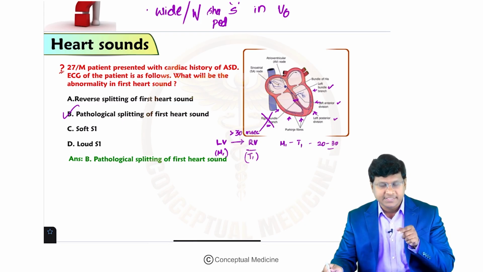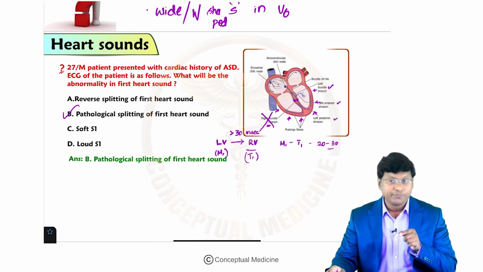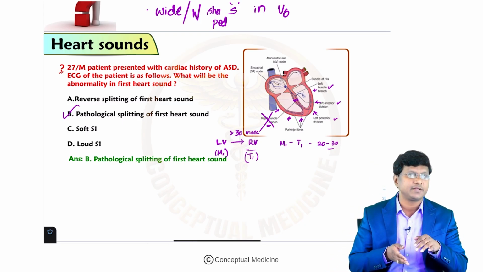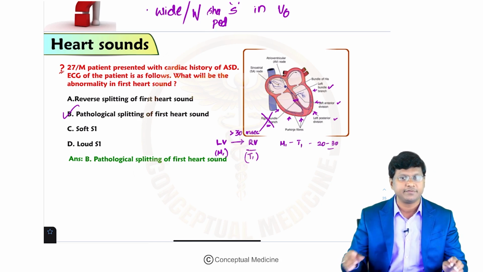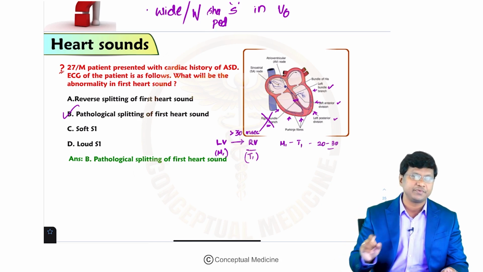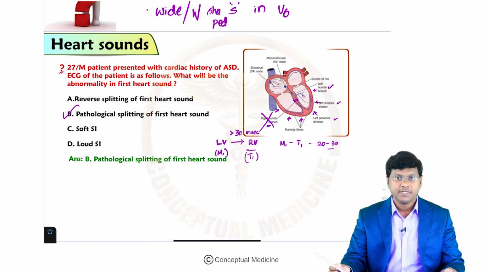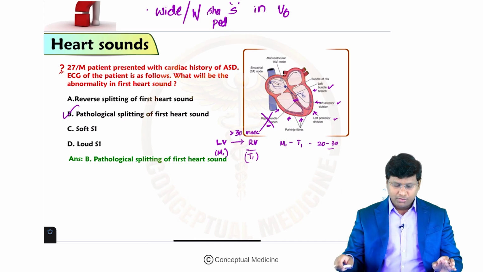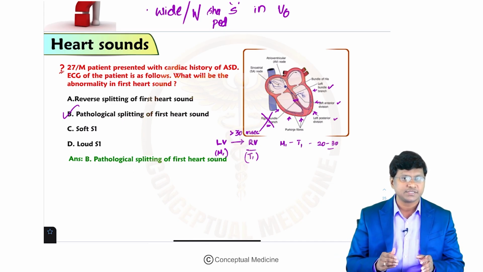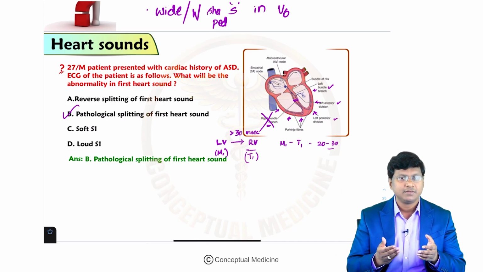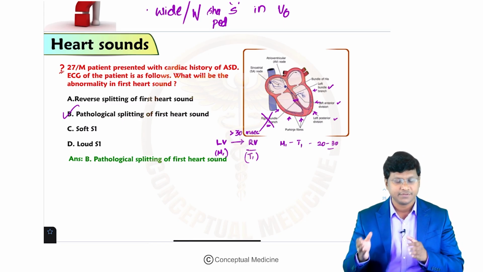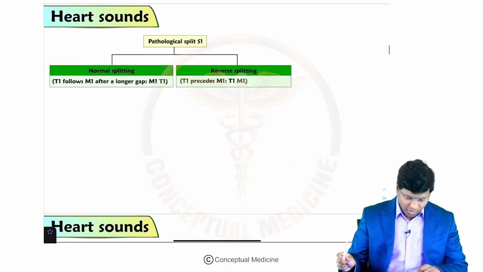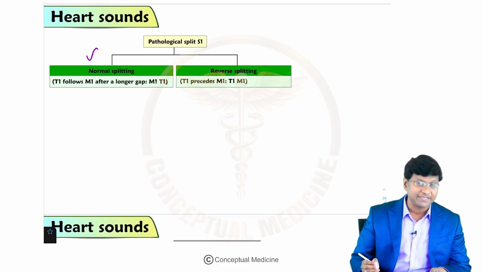Why is that? Because the left ventricle is contracting first, followed by that the left ventricular impulse will move to the right ventricle, then there will be right ventricular contraction, and that is the point when you will have T1, and that will happen in patients with the right bundle branch block. So pathological splitting means the duration is more than 30 milliseconds between M1 and T1. So you need to know what are the conditions where you have the pathological splitting.